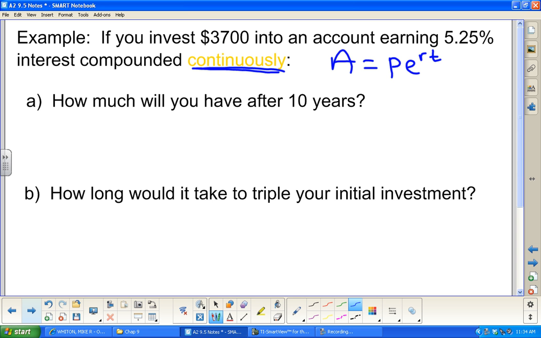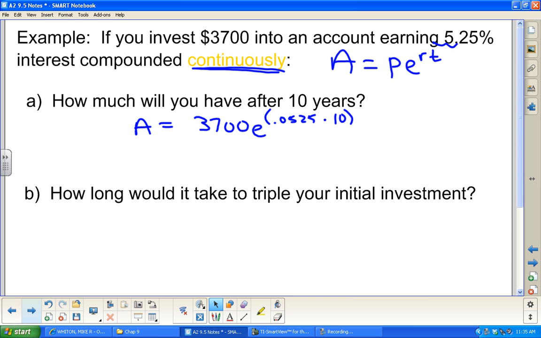So this part A should be very similar to what we did before. The amount is going to equal the principal times E to the R times T power. And just make sure the R is a decimal again, so the 5.25% decimal needs to slide over. It's going to be 0.0525 times T, what did we say, how many years? 10 years. So that one is pretty much a straight calculator problem.